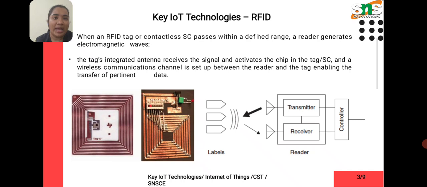For example, labels are connected with the reader. That reader consists of a transmitter, receiver and a controller. These three act together with the help of a reader, and a label is formed for these sensors.